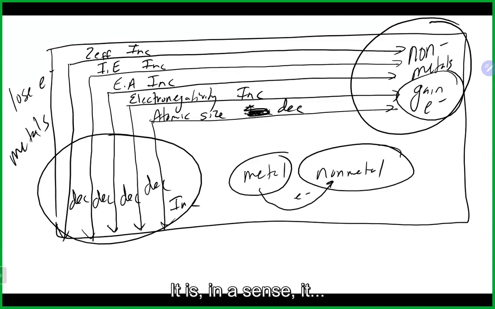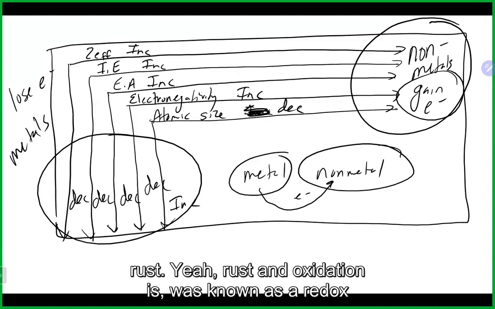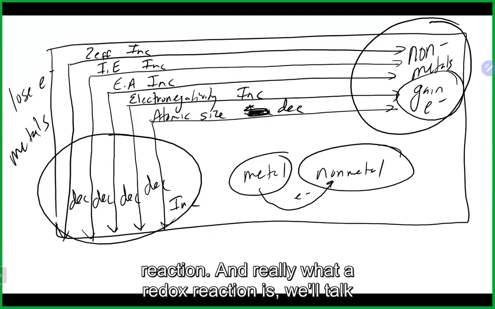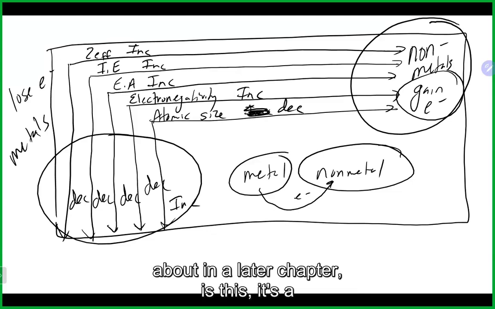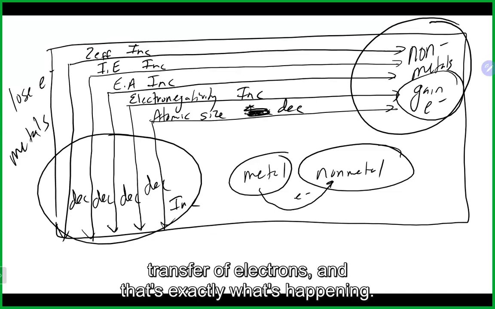It is, in a sense, rust. Rust and oxidation is what is known as a redox reaction. And really what a redox reaction is, we'll talk about in a later chapter, is a transfer of electrons. And that's exactly what's happening.